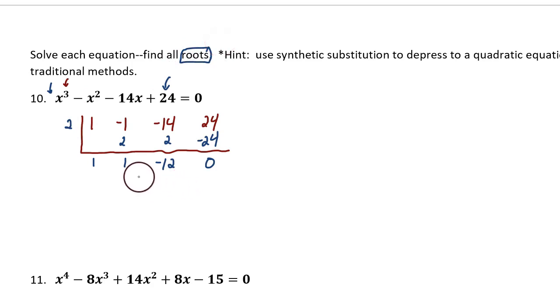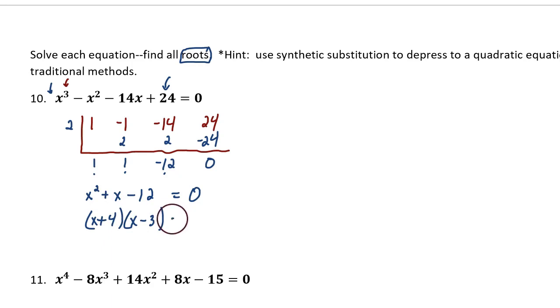Now we're not done yet. Take this, this, and this and use it as coefficients on a depressed polynomial. So 1x squared plus 1x and then minus 12. Set that equal to 0 and think about how to solve it. This one does factor as x plus 4 times x minus 3. Solving in the first parentheses, we find out that x equals negative 4 is a root. And in the second parentheses, x equals 3 is a root.